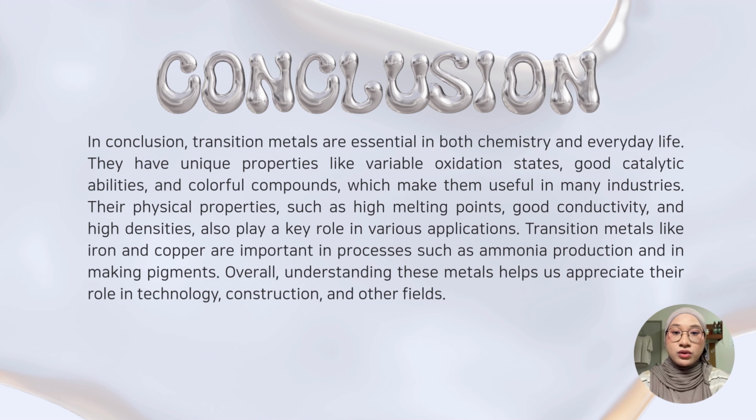Metals like iron and copper are especially important. Iron is used in making ammonia and in building, while copper is commonly used for electrical wiring and pigment. Overall, understanding transition metals helps us see how chemistry is used in technology, construction, and everyday life.